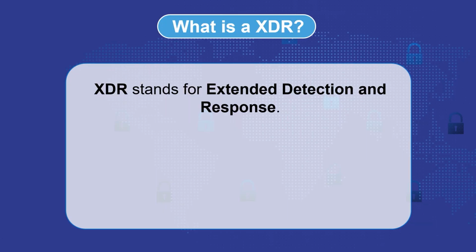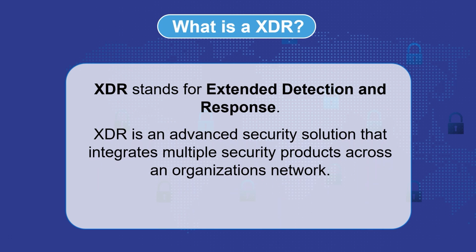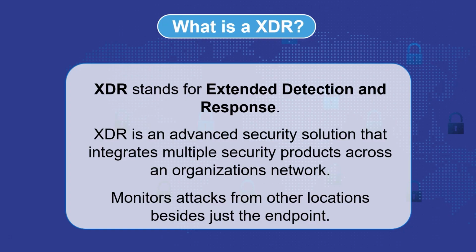The next iteration of this is something referred to as XDR, which stands for Extended Detection and Response. Look, the textbook definition that we see says XDR is an advanced security solution that integrates multiple security products across an organization's network. It provides you with the ability to integrate more than just what's happening on your endpoint, because attacks can come from the cloud, they can come from your email, they can come across the network, they can show up on the network, which is something different.